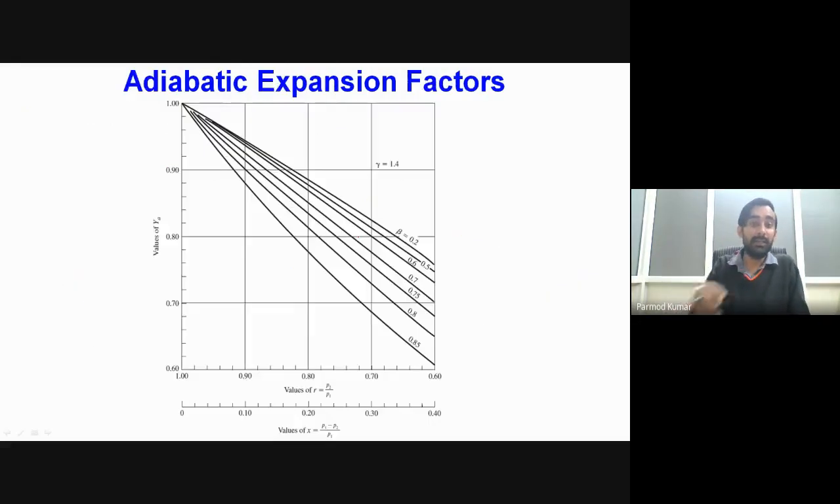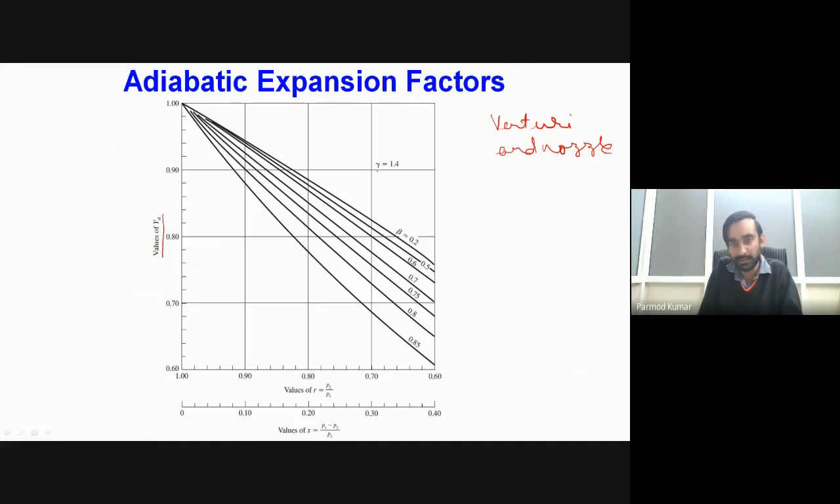Now let us see some of the graphs which relate the values of these expansion factors. Over here we have the adiabatic expansion factor, and this expansion factor is particularly applicable for our Venturi and nozzle type devices. This is plotted as a function of different arrangements. The theoretical formula we have seen is presented in graphical form.